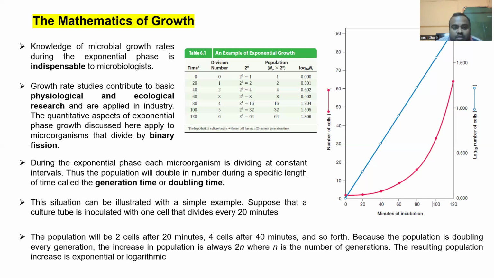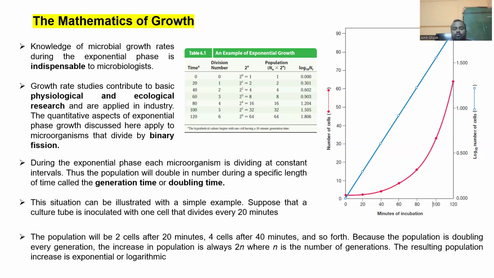So if you see here, 2 to the power 0, where the number of divisions is 0, means 2 to the power 0 is 1. If the number of divisions is 1, it will be 2 to the power 1, which is 2. If the division number is 3, then the population will be 2 to the power 3, which is 8. And if it is division number 6, then the population will be 2 to the power 6, which is 64.